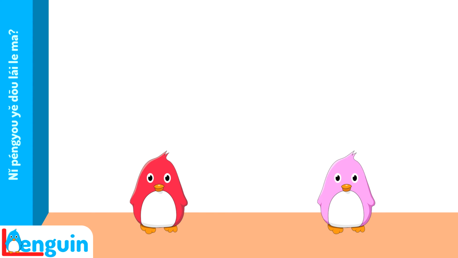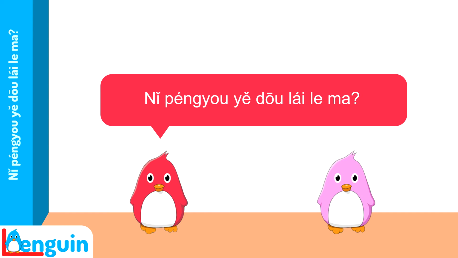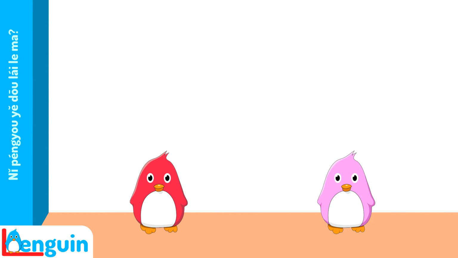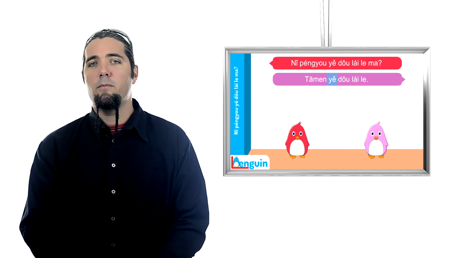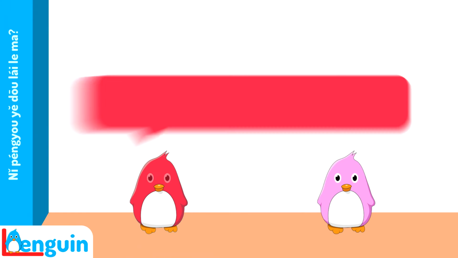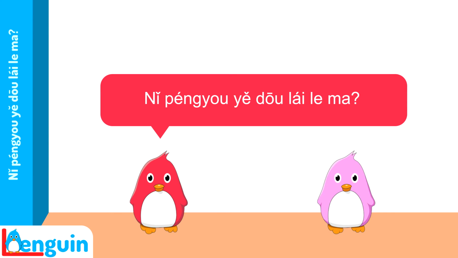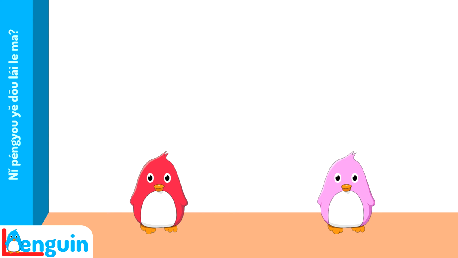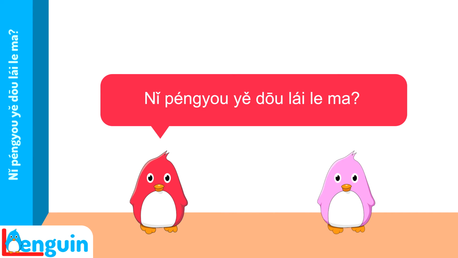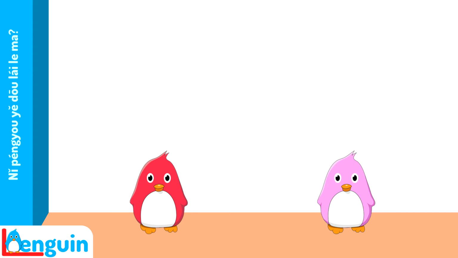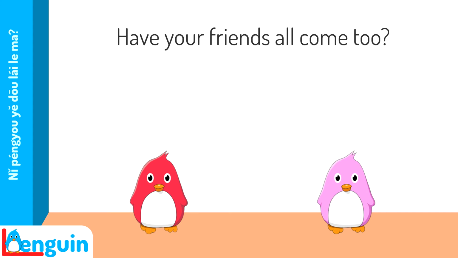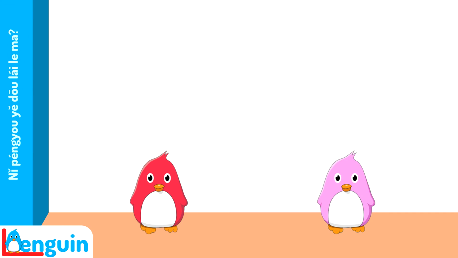Here's another exchange live. Listen. 你朋友也都来了吗？ 他们也都来了。 Notice the positions of the adverbs 也 and 都 before the verb. Again. 你朋友也都来了吗？ 他们也都来了。 Try translating it. 你朋友也都来了吗？ Have your friends all come too? 他们也都来了。 They've all come too.